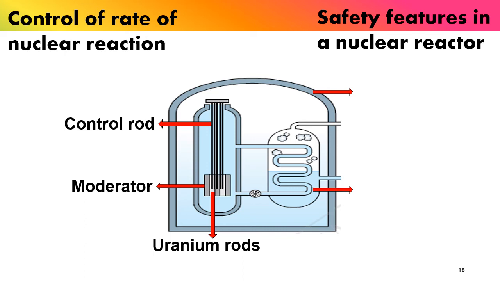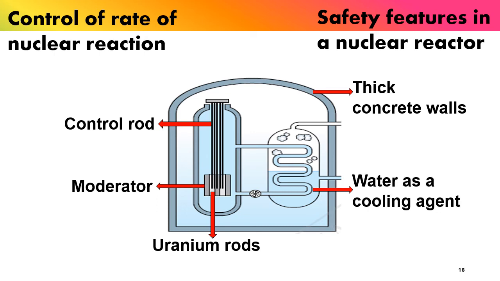Then what about the safety features in a nuclear reactor? So there are two components here. The first one is the thick concrete walls. This is to prevent radioactive radiation from leaking into the surroundings. And the second one is using water as a cooling agent. Okay, water here can absorb heat energy from the chain reaction to generate steam. This can control the reactor temperature.